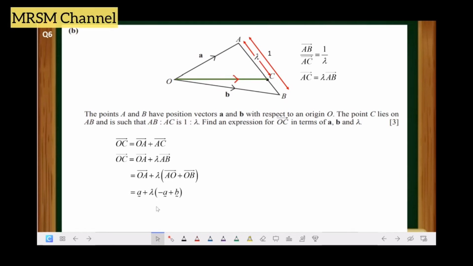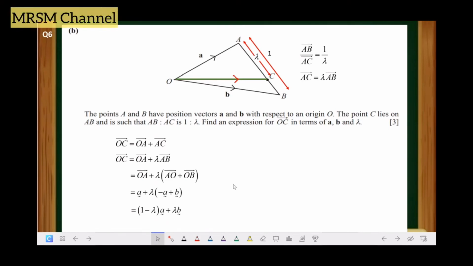For the final answer, this is 1, so 1 minus 1A plus lambda A plus B. You have to put 1 minus lambda A at the back. This is the coefficient of vector A, plus lambda B, where lambda is the coefficient of vector B. So we have OC is 1 minus lambda A plus lambda B.